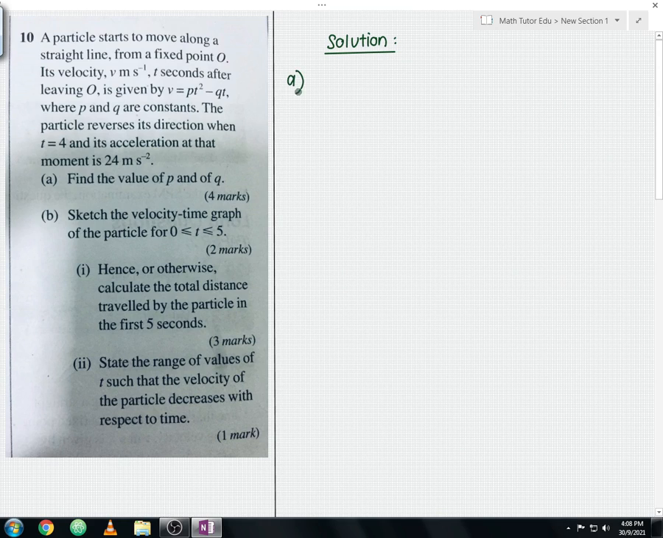So given that the velocity equation is v equals pt squared minus qt. The first information given by the question is the particle reverses its direction when t equals 4. So this is your first info. Let me label this. Okay, let us write it down in our discussion here. When t equals 4, the particle reverses its direction.